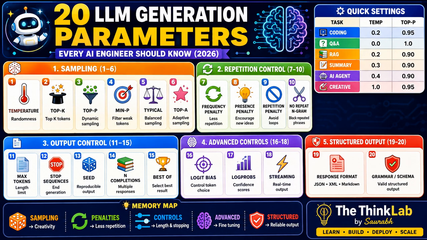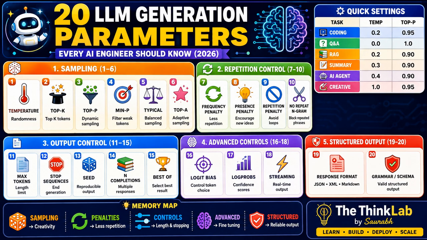Number 9 is the repetition penalty. Repetition penalty prevents repeated sentences and loops. So this is useful for long conversations and article writing. Number 10 is no repeat n-gram. So this blocks repeated phrases. For example, if a phrase has already appeared, the model avoids generating it again. So this improves the quality and readability.